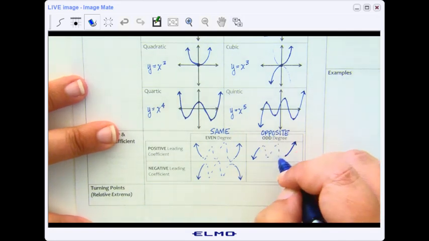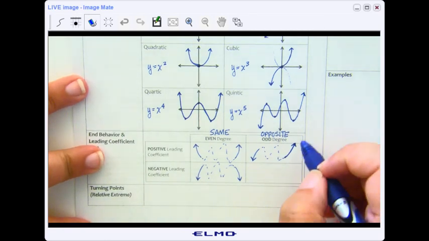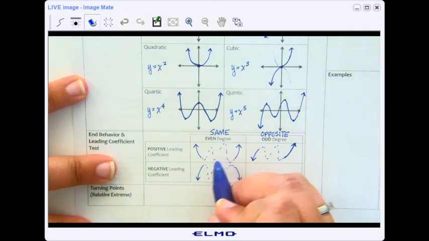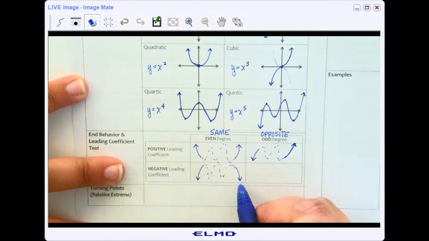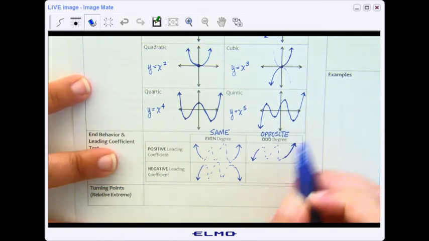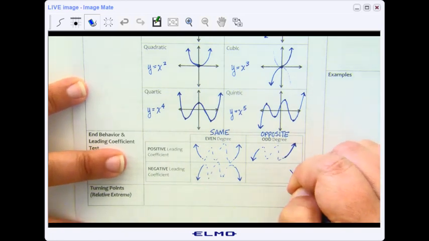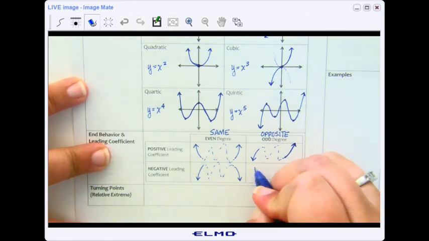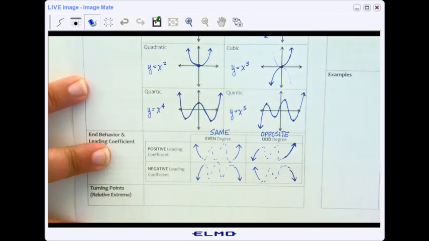Again, what happens in between isn't of concern. It's about what the ends of the graph do. If it's an even degree polynomial with a negative leading coefficient, then the right-hand side goes down. The same is true for odd degree. An odd degree function with a negative leading coefficient, my right-hand side will go down. What that means for an odd degree is that the left-hand side must go up. And again, what happens in between is of little consequence.